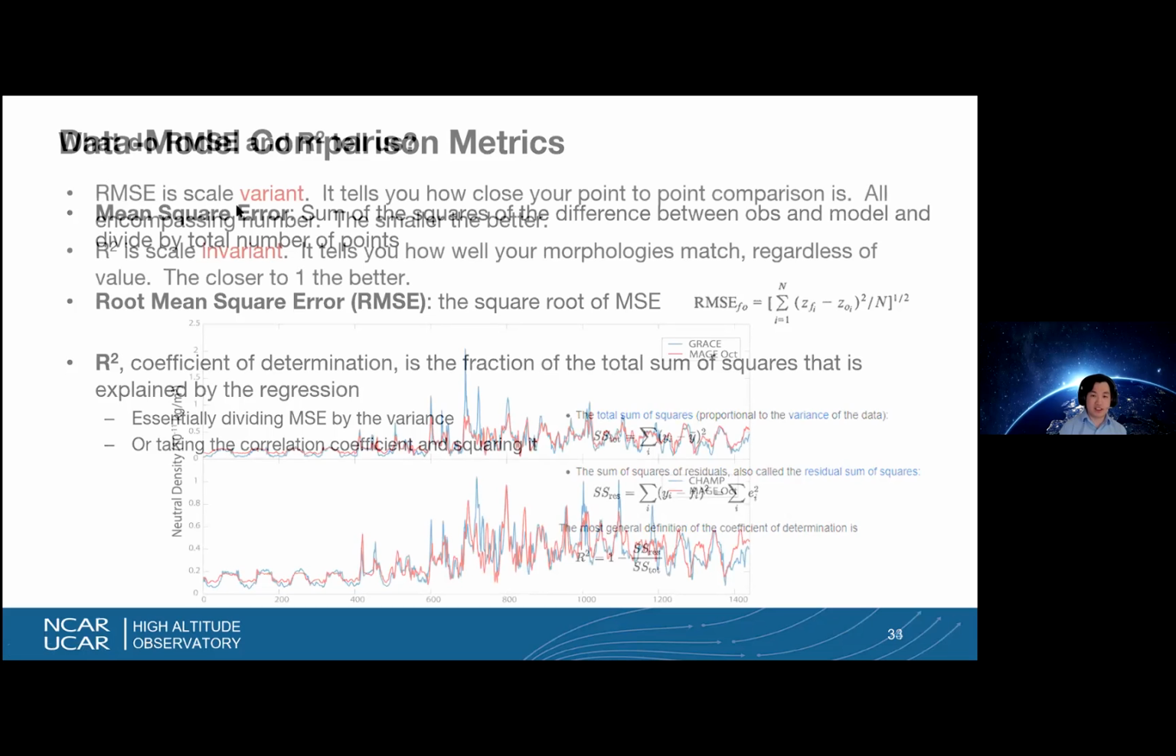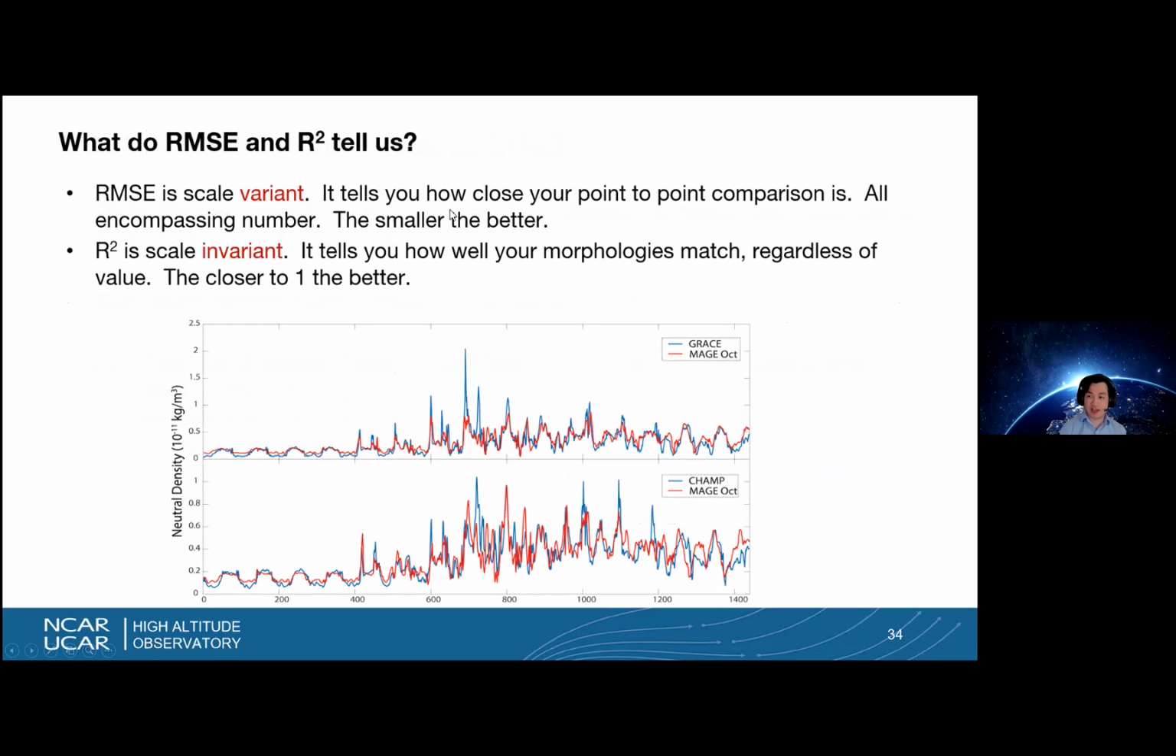RMSE is scale variant. What that means is that it tells you how close your point-to-point comparison is. It's an all-encompassing number. It's just a single number that tells you how well you do. It compares point to point, and it cares a lot about how close your values are. So the smaller the difference between your observation and model, the better you do.